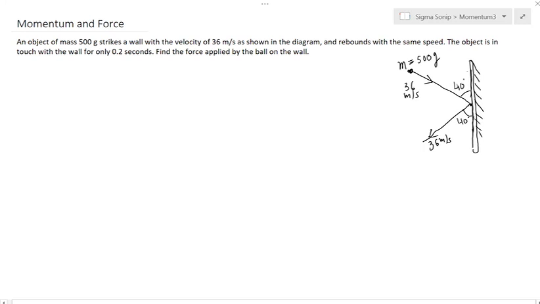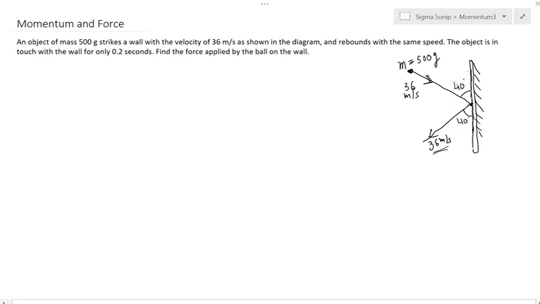It is going towards the wall with a speed of 36 meters per second, and it hits the wall here and then rebounds back with the same speed, 36 meters per second. And the ball is in contact with the wall for 0.2 seconds. So in 0.2 seconds, the ball's velocity has changed, which means some force must have been applied on the ball. In this particular case, the force is applied by this wall.